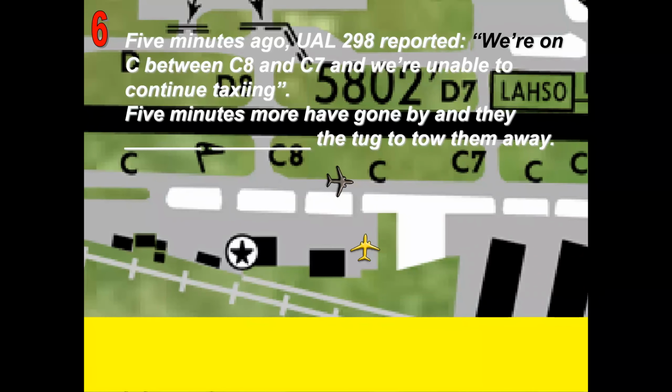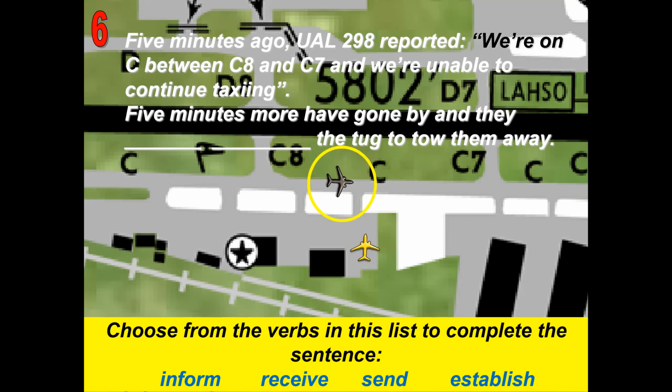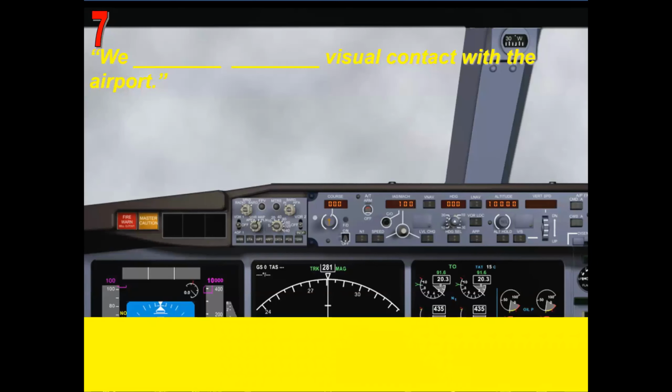Right. And Miguel, again, 5 minutes ago, United 298 reported we're on Charlie between Charlie 8 and Charlie 7, and we're unable to continue taxiing. 5 more minutes have gone by, and they blank the tug to tow them away. They haven't sent the tug to tow them away. They're still waiting. Good job.